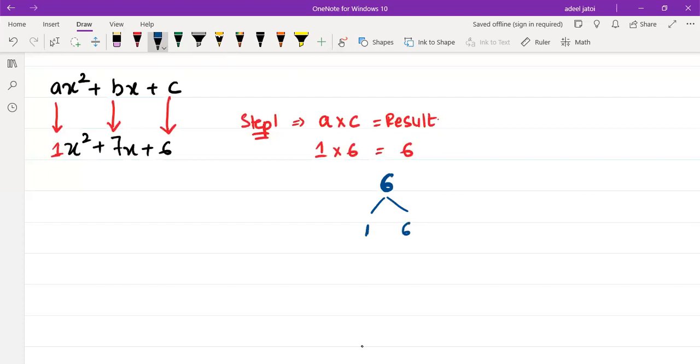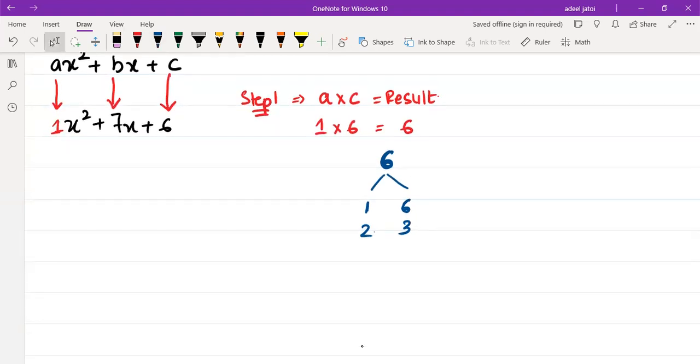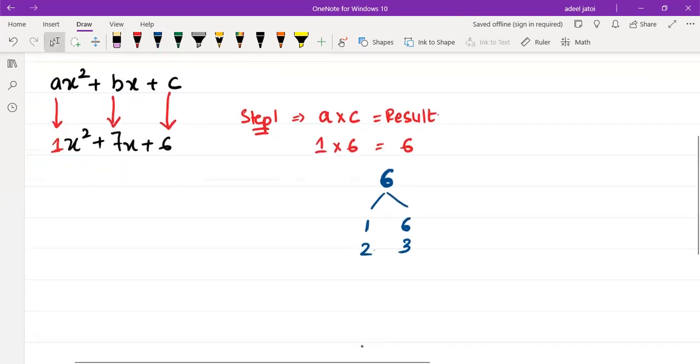The division numbers for this are 1 and 6, 2 and 3, because 1 into 6 will give me 6 and 2 into 3 will also give me 6. I don't think there's another factor for 6. But when you find out which two numbers multiply to give 6, out of these you should also know which pair will give you the middle value. Now, the middle value is 7. So 2 plus 3 or 2 minus 3 will not give you 7. But 1 plus 6 will give you 7.